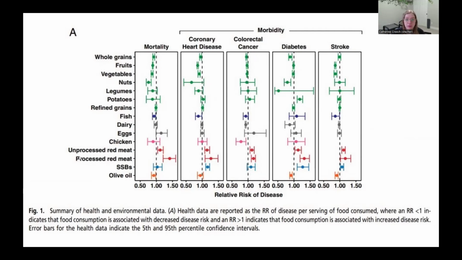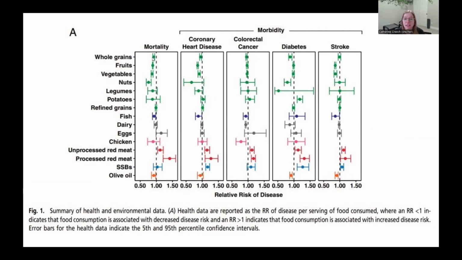So if we look at the overall mortality rate, we have a 1 here in the center with a black dotted line. If it's to the right of that, it's associated with a higher mortality rate, and if it's to the left of that, it's associated with a lower mortality rate. The dot in the center is the average, and then we have 5% and 95% error bars on either side. That shows you the scale of the data. It's really cool how big the error bars are, right?